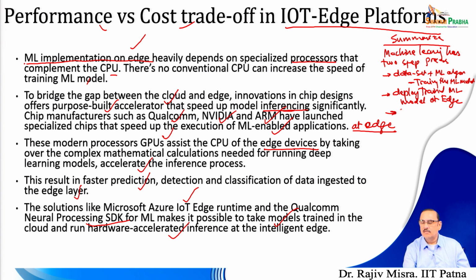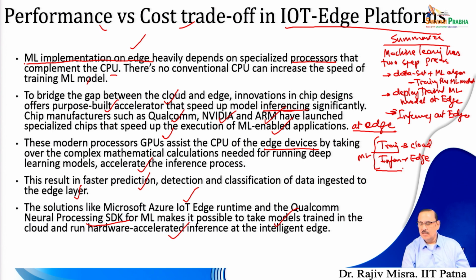Now, the other part is called inferencing. The inferencing can happen at the edge. So, the training at the cloud and the inferencing at the edge, this is the machine learning process. It can be divided: the training can happen at the cloud and inferencing can happen at the edge, which will enable faster predictions. That is what we are now doing.